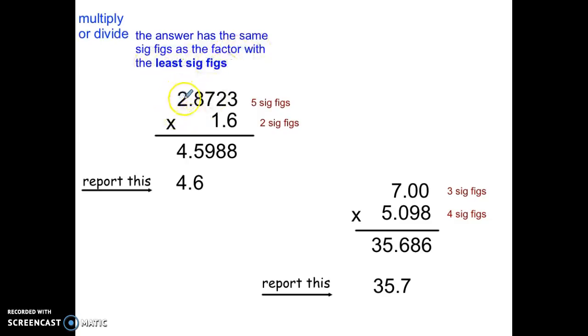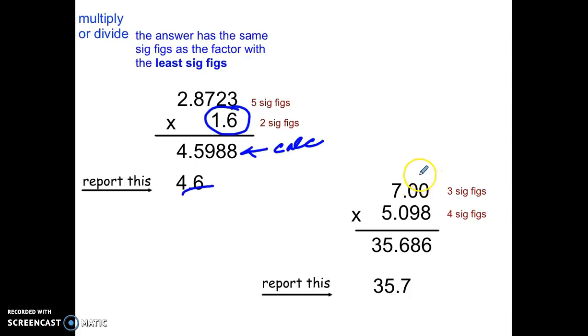So again, the answer has the same significant figures as the factor with the least sig figs. So if I take something like 2.8723 and I multiply it times 1.6, this number has 5 significant figures. This number, 1.6, has 2 significant figures. My calculator right here, this is what the calculator spews out, but I can't report all of that. So I can only report 2 sig figs because this is the factor that is limiting what I can report, which would be 4.6.